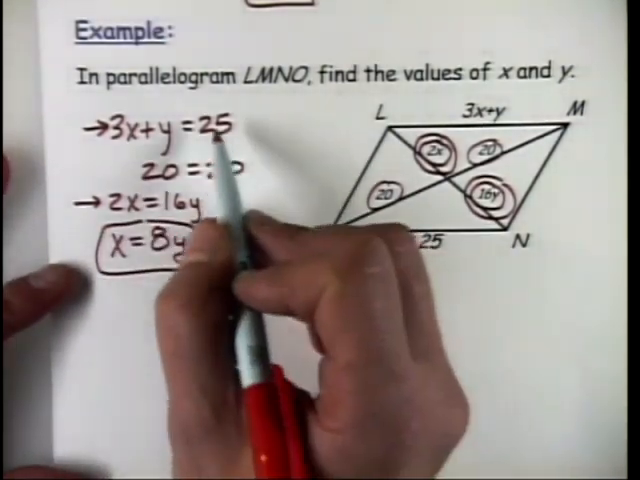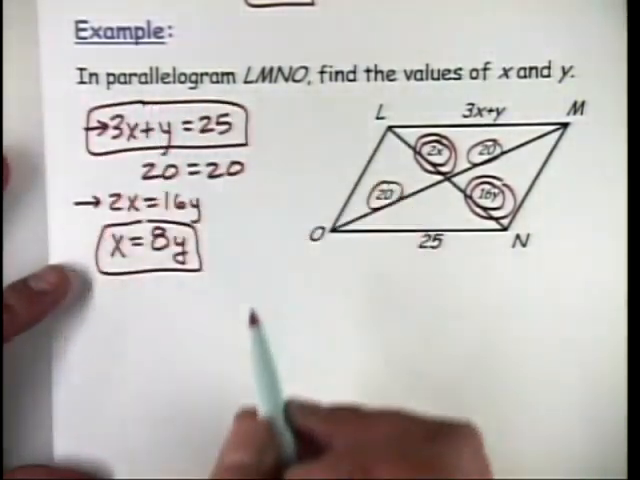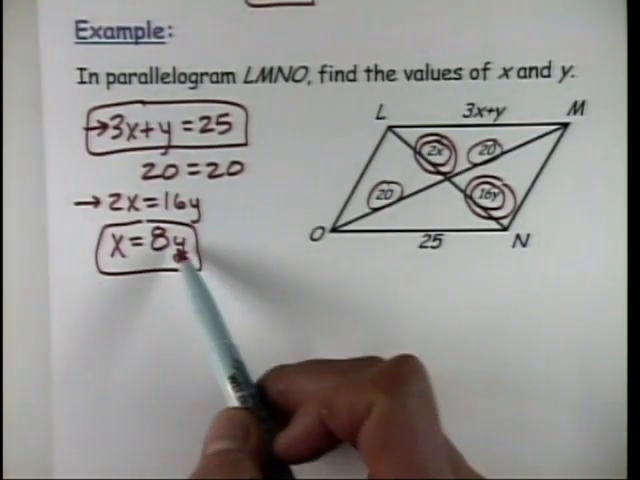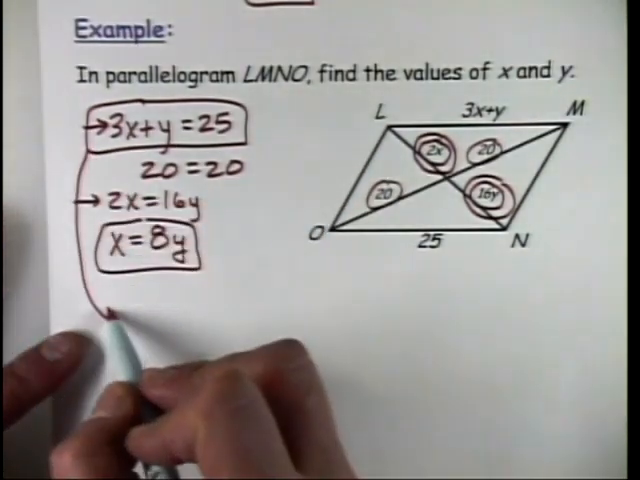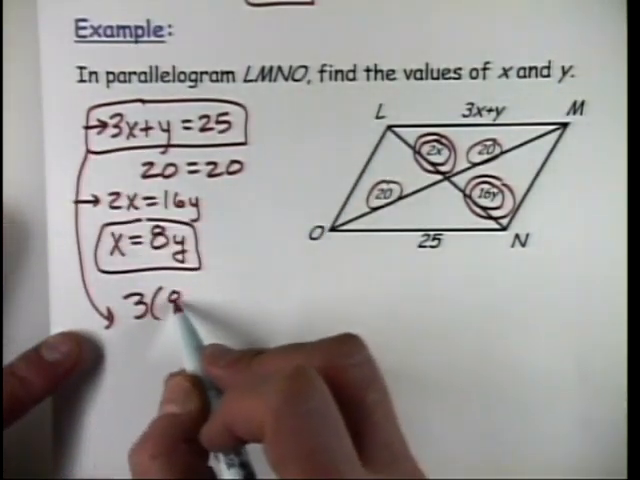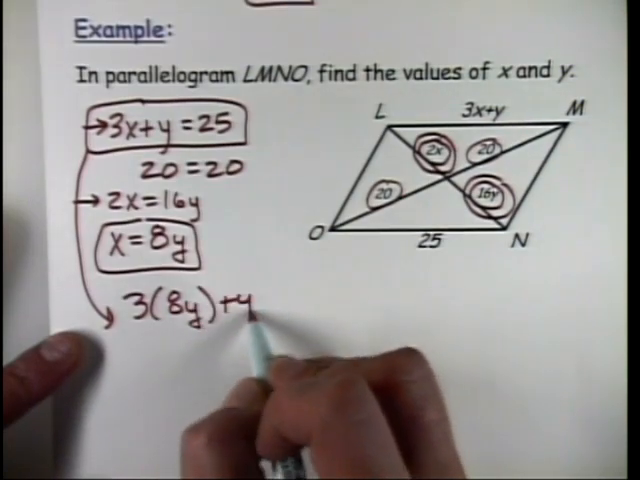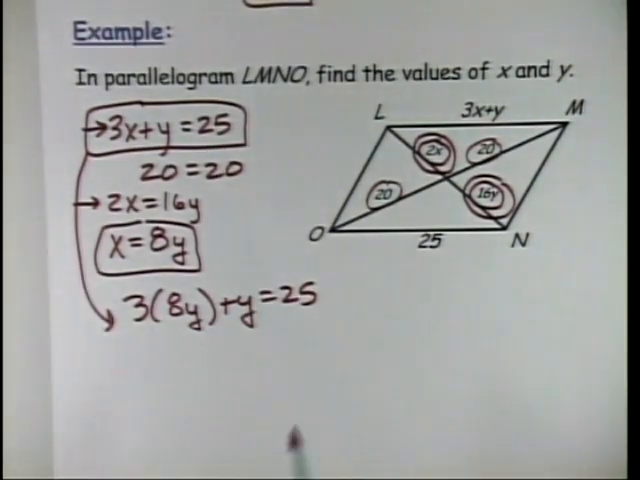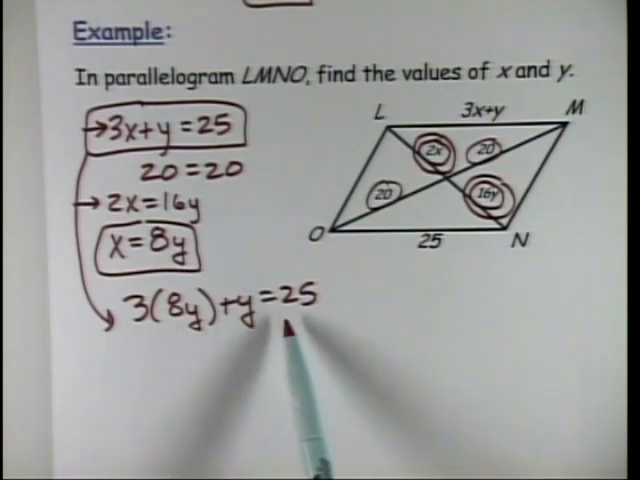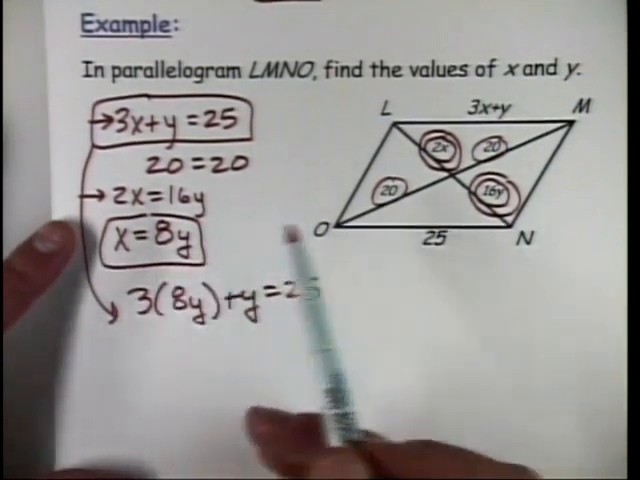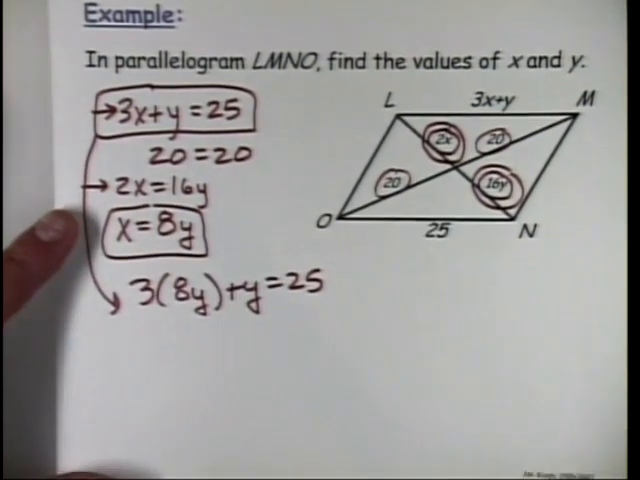Now I can take my other equation up here, the 3x plus y, and everywhere there's an x, I can plug in an 8y. So we'll do that down here. I'm going to get 3 times x, which is 8y, plus y equals 25. And what that allowed us to do is get one equation in terms of a single variable, y. And it didn't matter which variable up here we solved for. I chose the more convenient variable.